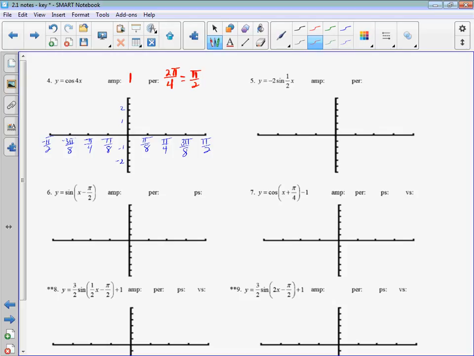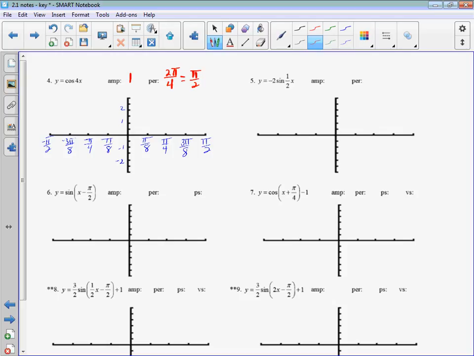Does that make sense where I'm getting those labels from? Or is anyone like, I don't see what you're doing? Please ask if you're stuck, okay? Because you're going to have to relabel your axis a lot. Okay? All right, so now we're going to plot our points.